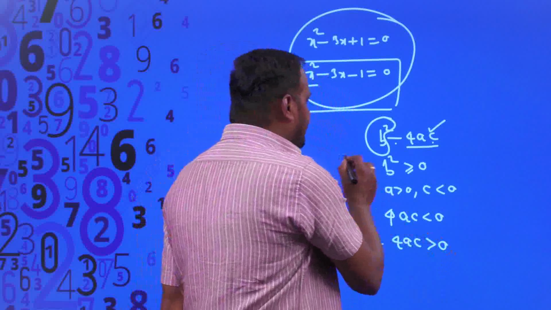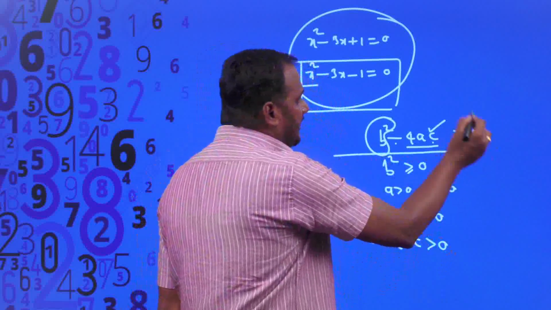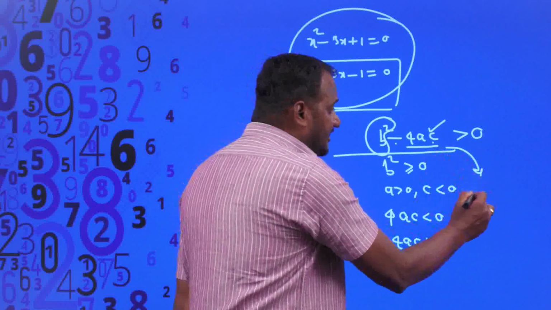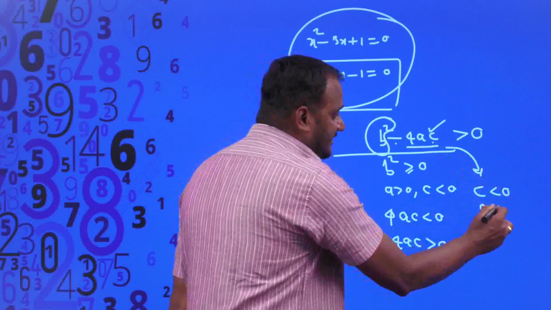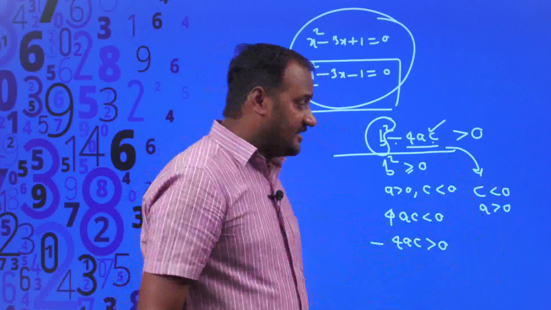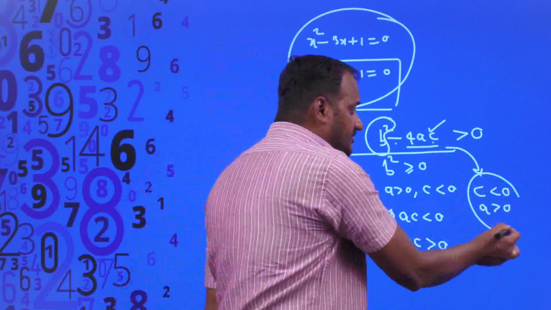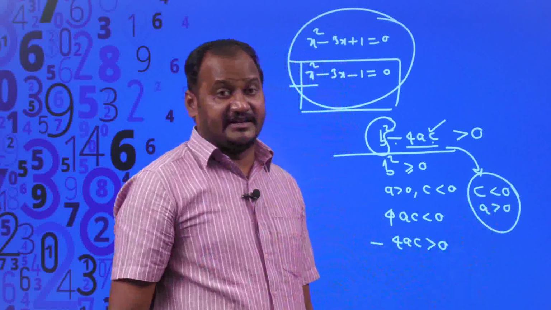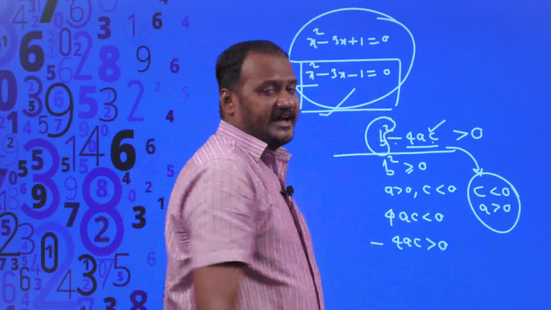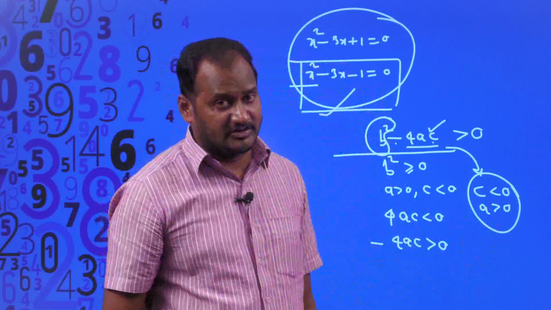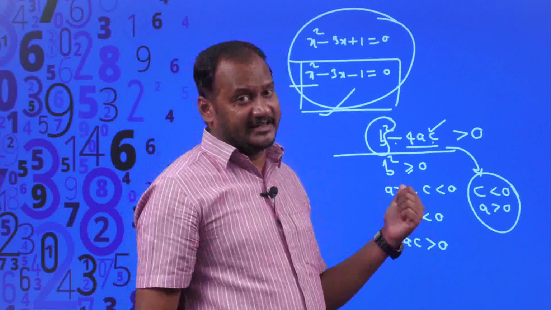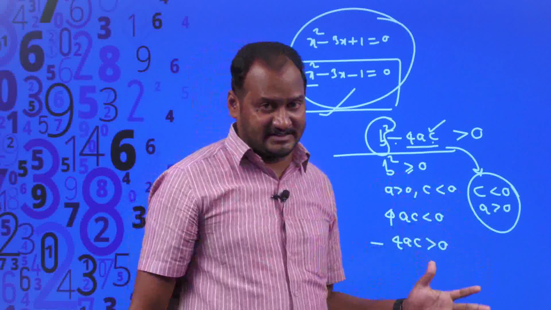Therefore, b square minus 4ac is always more than 0 when the value of c is less than 0 as well as a is more than 0. Please remember this condition. If the value of a is more than 0 and c is less than 0, irrespective of the sign of b, the given quadratic equation always has real roots. Maybe equal, may not be equal, that doesn't matter, but it always has real roots, never imaginary.